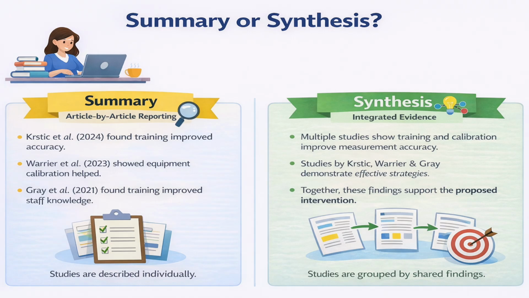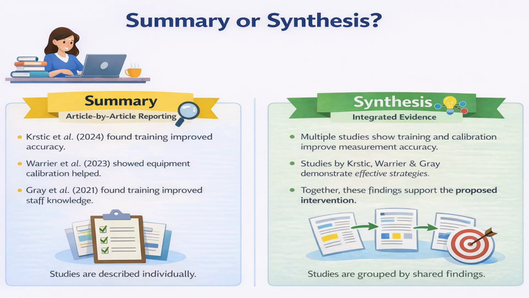A summary approach describes one study after another. That shows you located literature, but does not yet demonstrate synthesis. A synthesis approach connects studies together and shows how the evidence supports a single conclusion that supports your intervention.